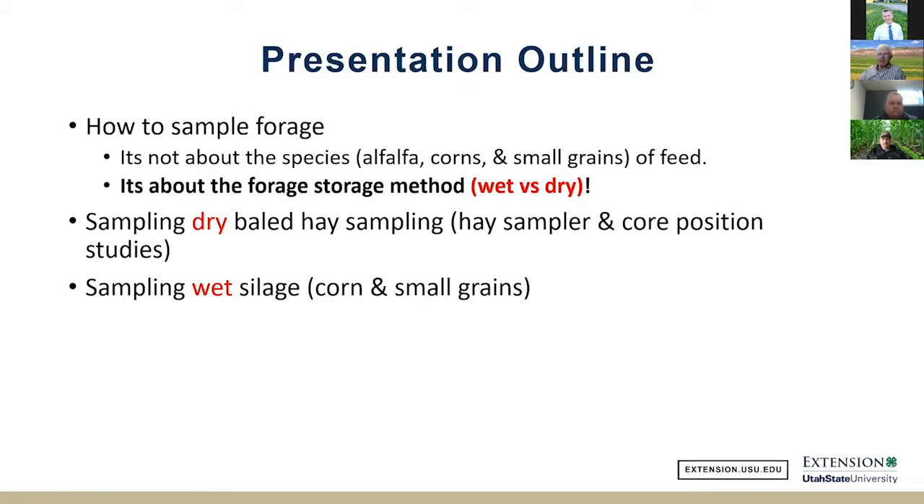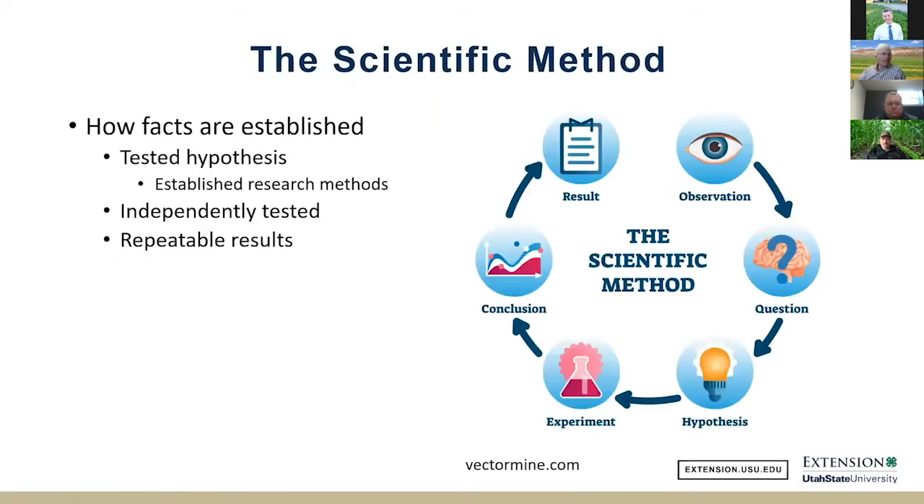To begin with, I would like to stress one important component when you're looking at determining how to sample. It's more about wet type products versus dry products. So baled hay is very different than silage, and I'll try and focus in on that. It's less about whether it's alfalfa, corn, or small grains. It has more to do with dry versus wet.